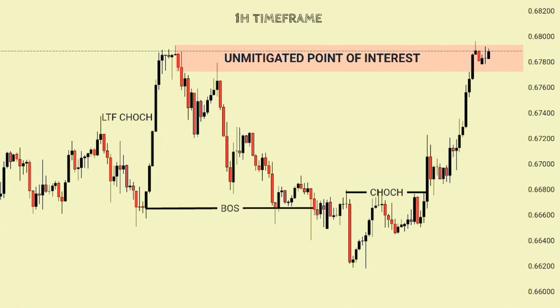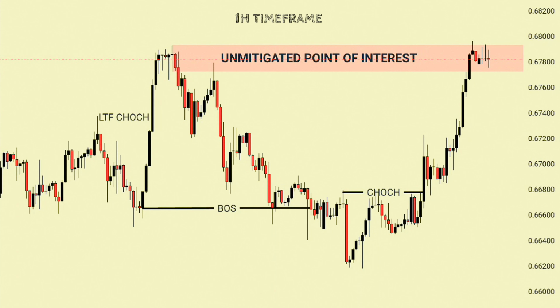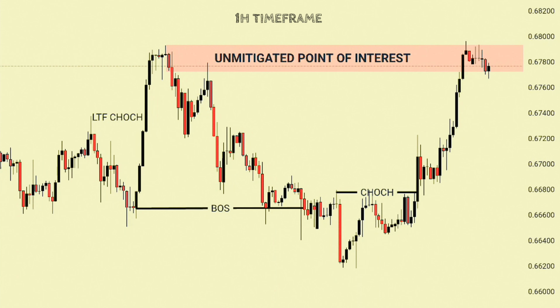The displacement to the upside, with a clear body close, confirms that this is not a random reaction, but a real change in order flow. We use bullish change of character to identify potential reversals early, avoid selling into lows, and prepare for long setups from discount areas with higher probability and better risk to reward.